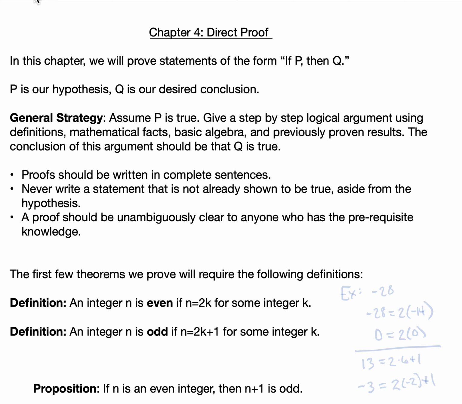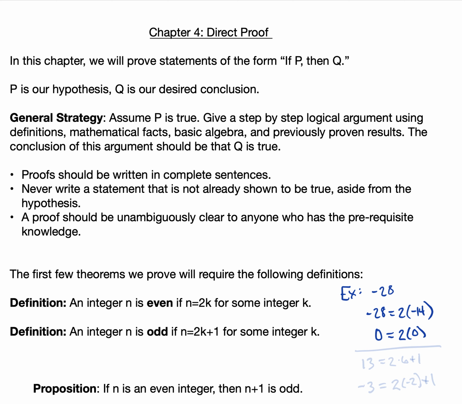So the proofs that you write in this course should be, at each step, absolutely clear and unambiguous to anyone else taking this course. The first few theorems we prove will require the following definitions. First, an integer n is even if n is equal to 2k for some integer k. So for example, the integer negative 28 is even because negative 28 is equal to 2 times negative 14, and negative 14 is an integer. 0 is also an even number because 0 is equal to 2 times 0, and 0 is an integer.